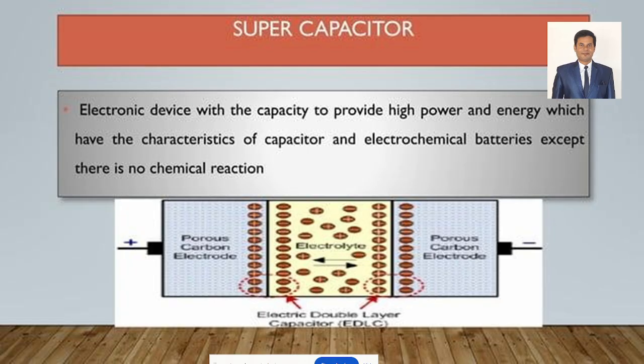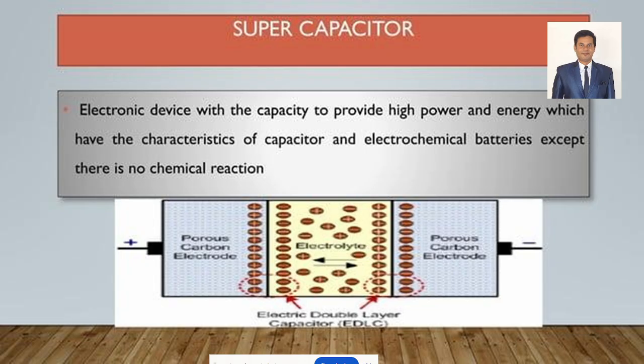When you talk about a supercapacitor, it is also a kind of electronic device. The capacitor will provide high power. As already told, this word is very important: high power and high energy. That is what we are focusing on more, the ultra capacitors. Supercapacitor is also called an ultra capacitor, with high power and high energy, which has the characteristics of a capacitor and of electrochemical batteries also.